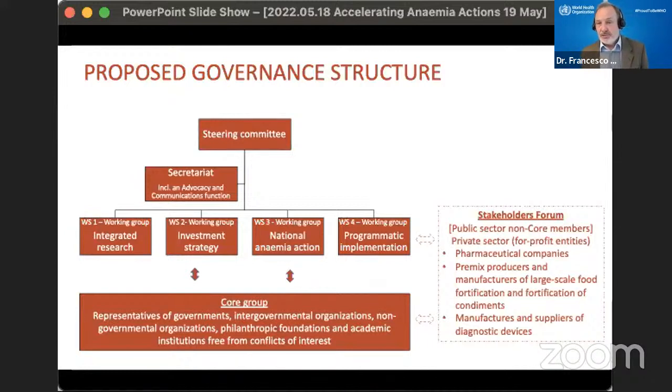We really would like to work on this Alliance with you, on building this Alliance with you. So we'll now finalize our governance, our principles of engagement, and we aim to launch the Alliance in September with the steering committee, the working groups, and a diverse core group in place. Thank you.